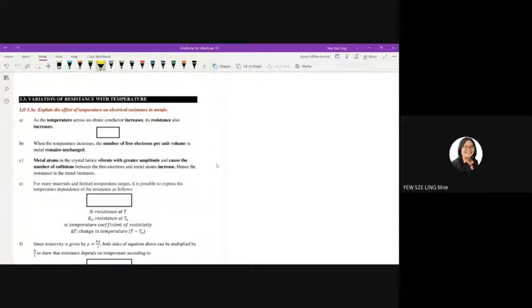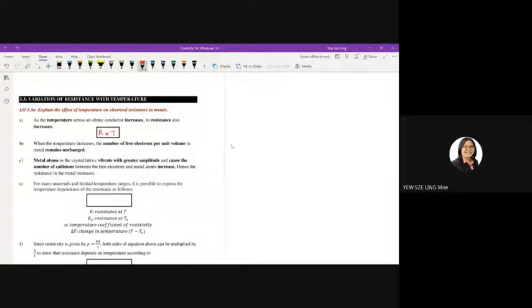Now we want to look at temperature. Just now we said all those values were recorded at 20 degrees C. What if you change the temperature? So this is what is going to happen. As the temperature across an ohmic conductor increases, resistance also increases, meaning that R is directly proportional to T. Why? Because when the temperature increases, the number of free electrons per unit volume in the metal remains unchanged.